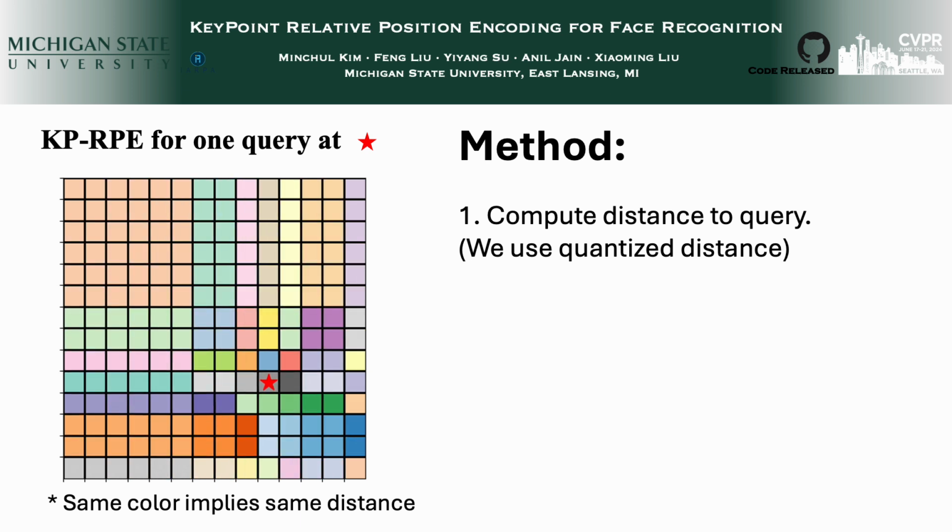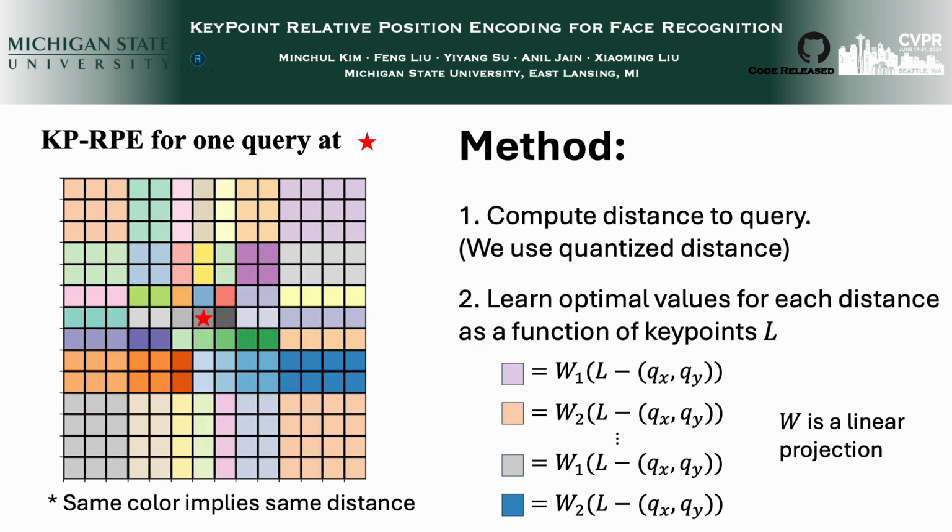We take the distance function from IRPE and use the quantized distance. The animation shows the quantized distance computed for all keys from different query points, indicated by a star. The same color implies the same distance. Next, we optimize what actual value each color or distance should represent. For instance, purple could be 0.5 and blue 0.2. We formulate this as a linear function of the distance between the key point and the query. In other words, the static value dictionary for RPE becomes a function of key points.